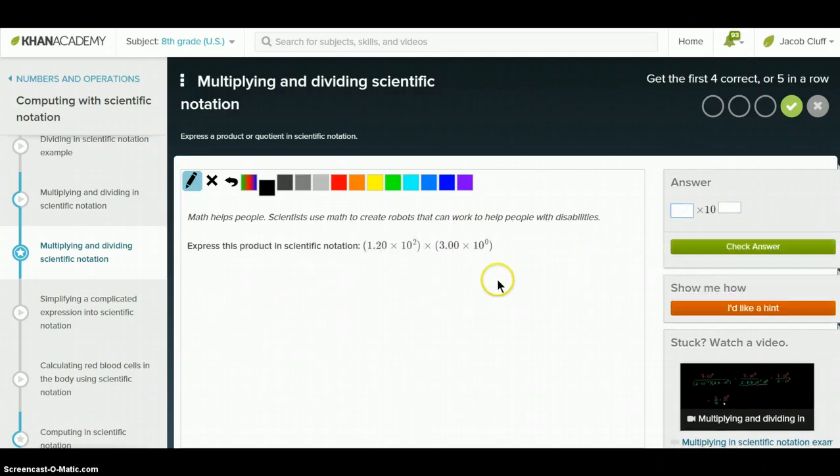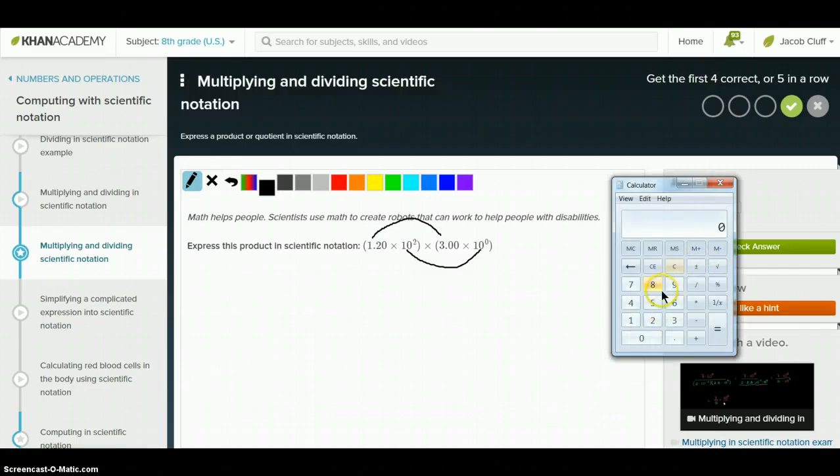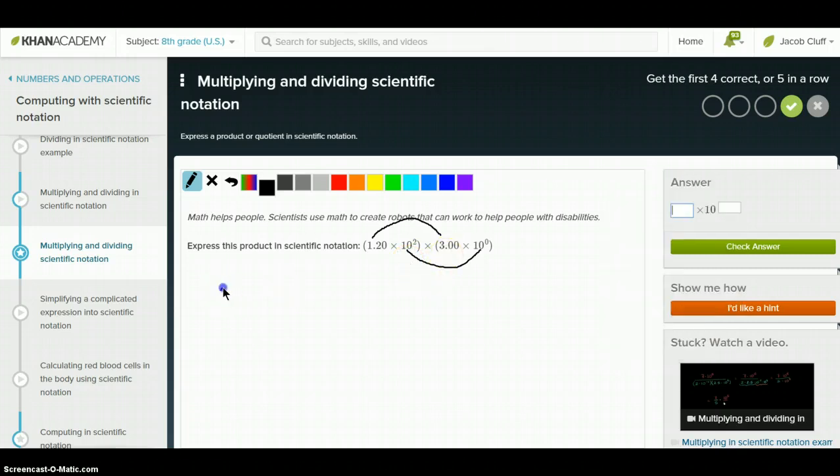And let's go to the next one. Okay, so let's start with multiplying the coefficients together. So we'll put these two together, and then we'll put these two together. Alright, so let's pull out our calculator again. And we have 1.2 times 3. So we have 3.6. Alright, and then we have 10 squared times 10 to the 0. So if we're adding these two, then 2 plus 0 is 2.